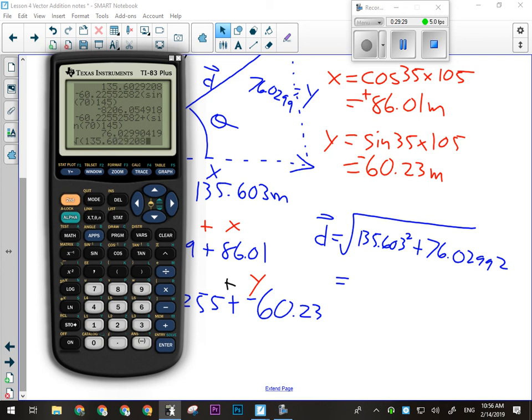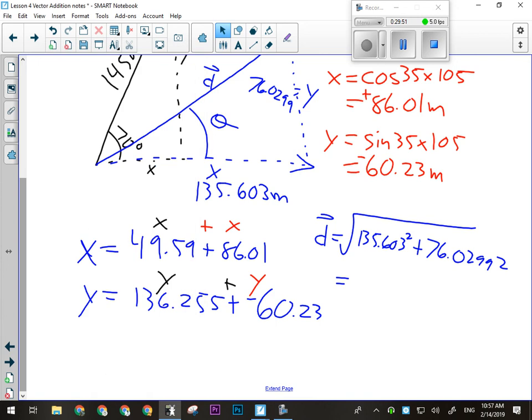And again, I'm making sure I keep all of my decimals, because it's really important when you're doing this, especially when you're squaring stuff. Plus, and then I'm just going to take the answer from the last calculation and square it, because that keeps all the decimals. All right, so I'm getting that my overall magnitude for my displacement is 155.46 meters.